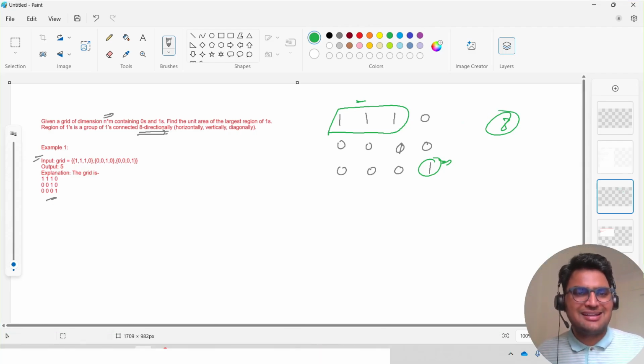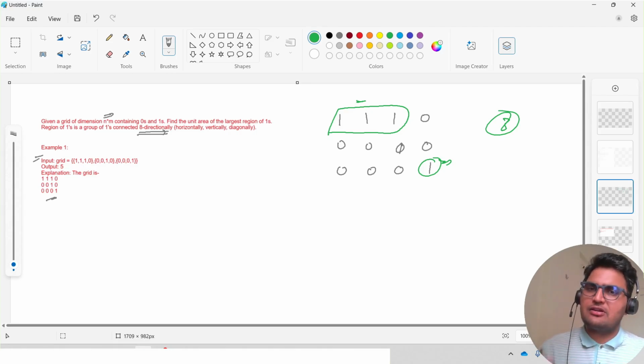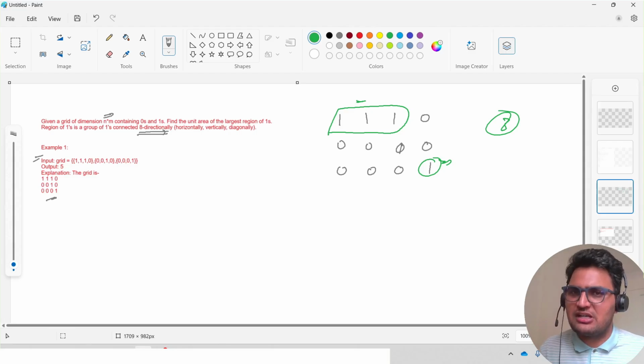We have to find the largest region having all ones, where all these ones are connected to each other, either horizontally, vertically, or diagonally. These ones should be connected, and that will be considered as one region. That is what we have to find.